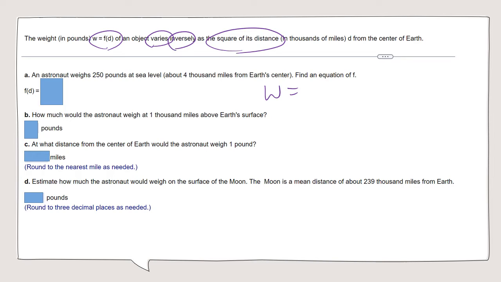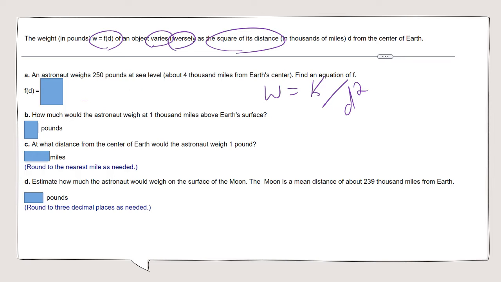Varies means we're going to write equals K. And then it says inversely. So when it says inversely, we're going to write divides, and we're going to put it on the bottom. Instead of just writing an x, it says the square of the distance. So we're going to say d squared. Now, it might be tempting to go ahead and plug that in right there. But if you do that, it'll count it wrong because that's not what they're looking for. They want you to find the equation and find out what the k is in this equation.